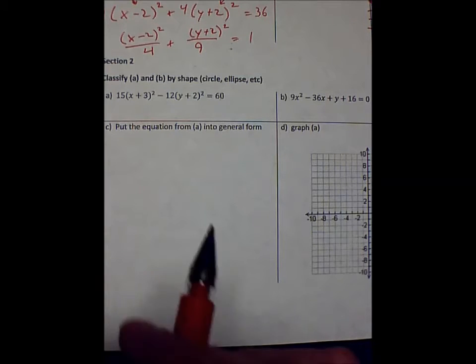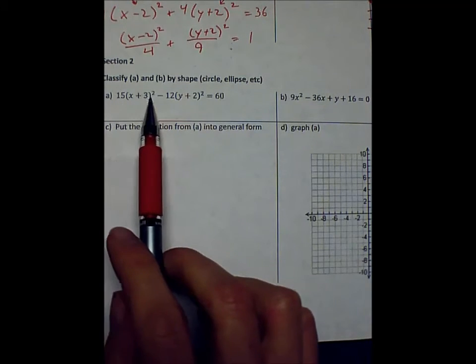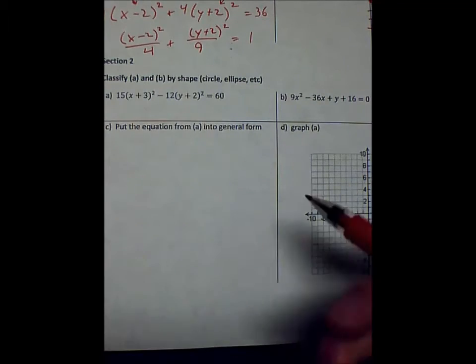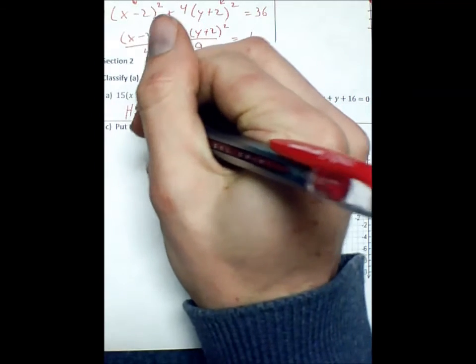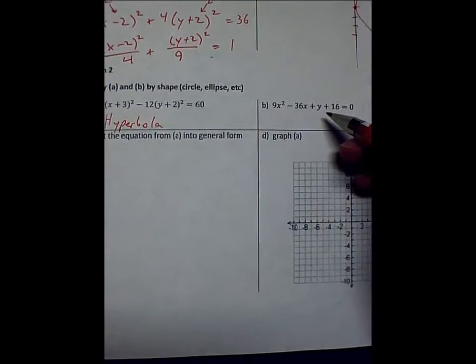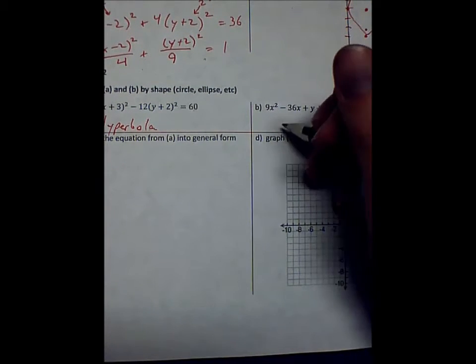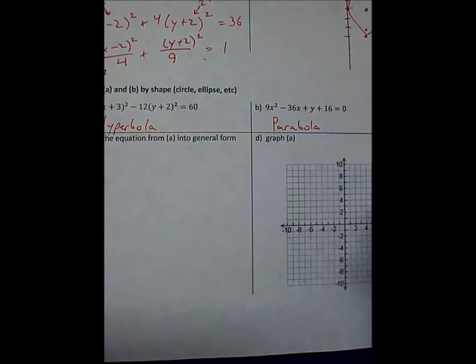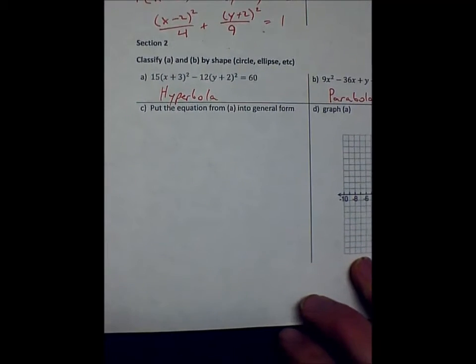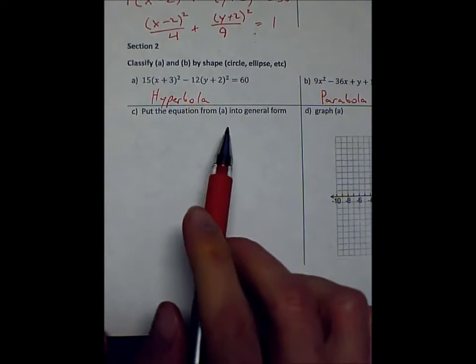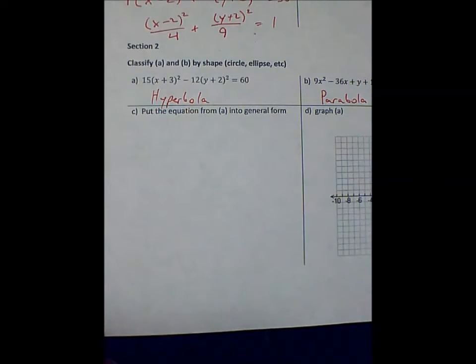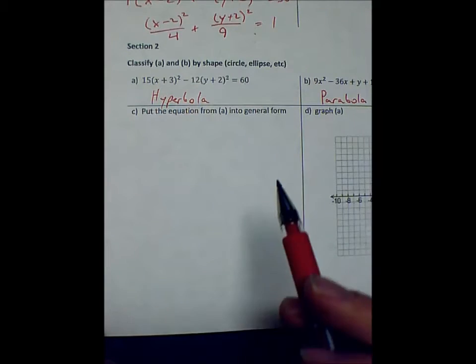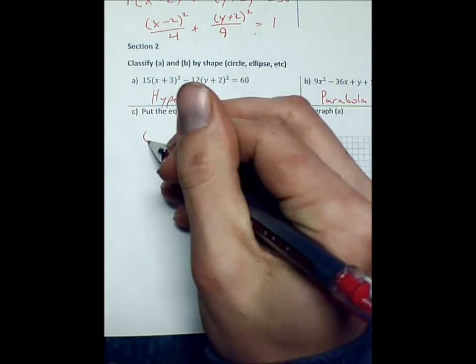Section 2. This x squared, y squared, one of them's negative, is a hyperbola. And this x squared, y not squared, is a parabola. So we're going to put the equation A into general form. So to do that, we need to divide by 60. So it's going to look like this.